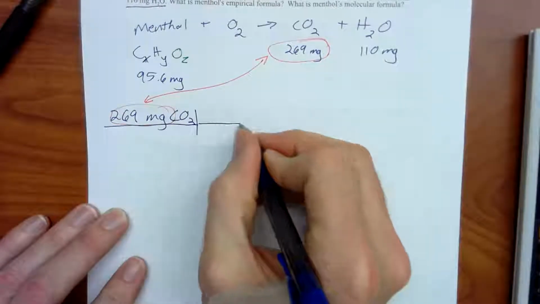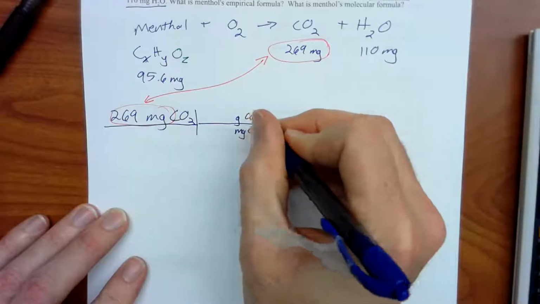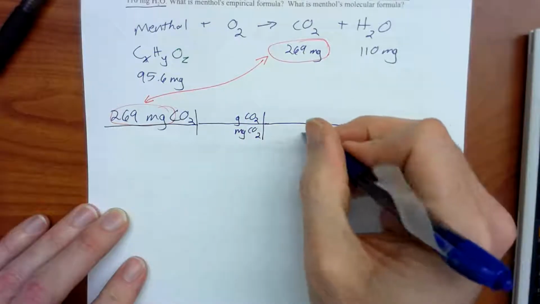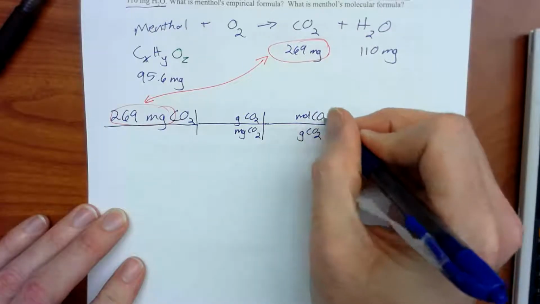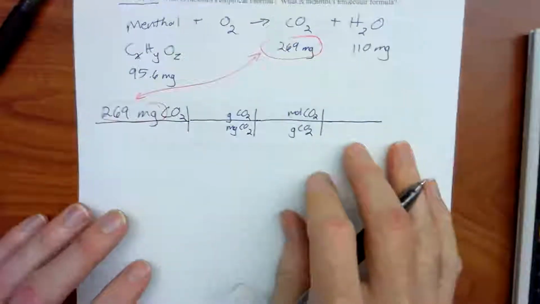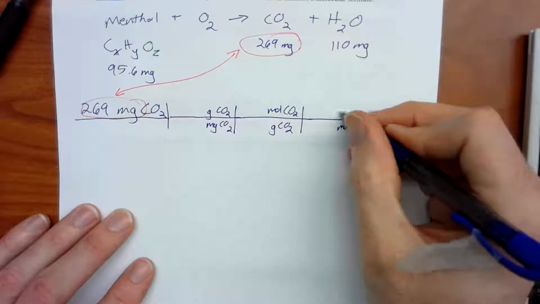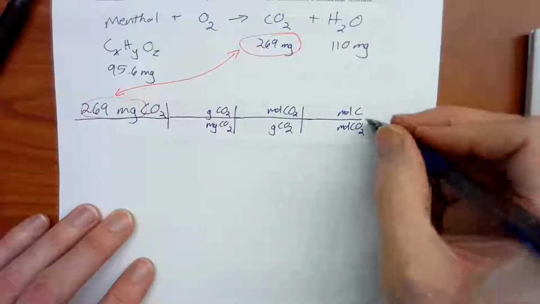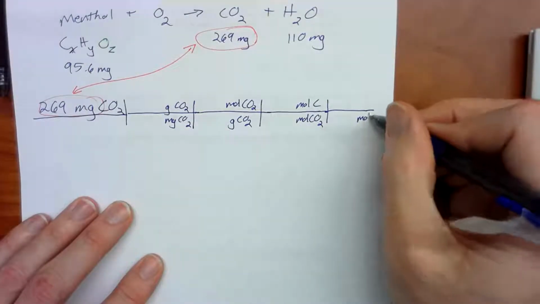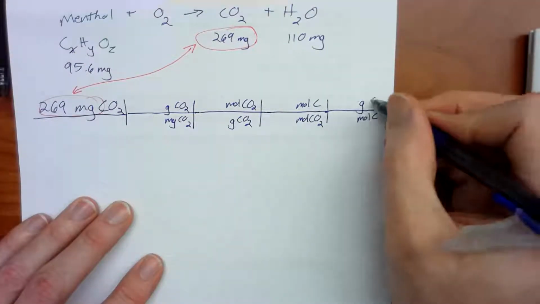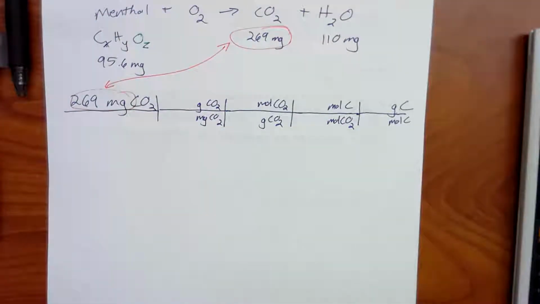I'm going to convert milligrams of CO2 to grams of CO2. Then I'm going to convert grams of CO2 to moles of CO2, so that I can use the mole ratio of CO2 to the moles of carbon. Then I'm going to convert the moles of carbon to the grams of carbon. That's the whole goal, to find the mass of carbon itself.